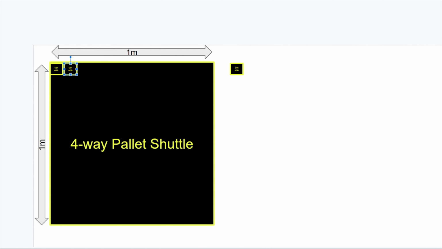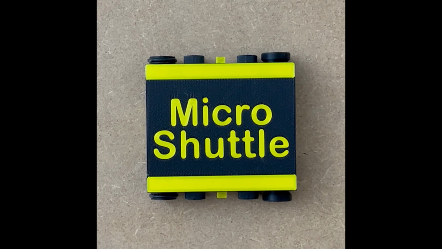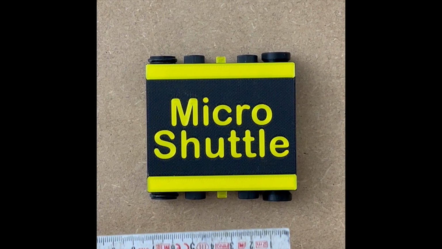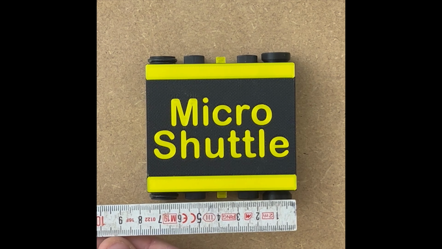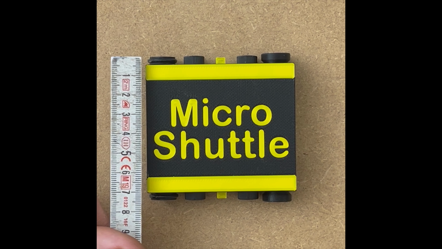When you make a shuttle 7.5% of a normal shuttle, you can fit 13 shuttles in every direction of the shuttle. That makes a total of 2,370 shuttles in one shuttle. Just to prove my validation, here you have the shuttle with 75 mm in one direction and 75 mm in the other direction. The height of the shuttle is 20 mm.